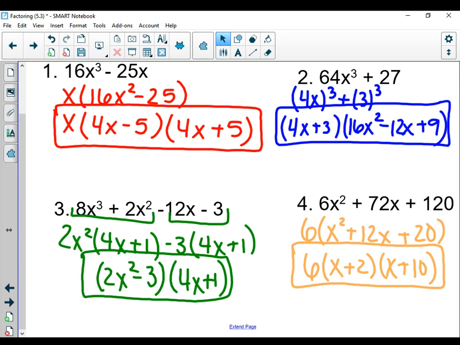So we had difference of squares, sum of cubes, grouping, and then taking out the greatest common factor. So that's a lot of what we did today, except we didn't have one of the fourth ones up there. So one more thing we need to talk about, but are there any questions about those four that I can answer?